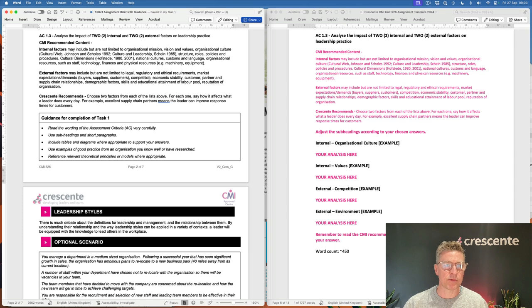So we could talk about, for example, a change of government. So it could be a change of regulation, change of legislation or something like that. They're very big external driving factors. They may drive a new product, or they may drive a change in the way that your business works. Fine. We're not talking about that though. It's what's the impact, what does all of that mean for you in terms of the way that you lead?